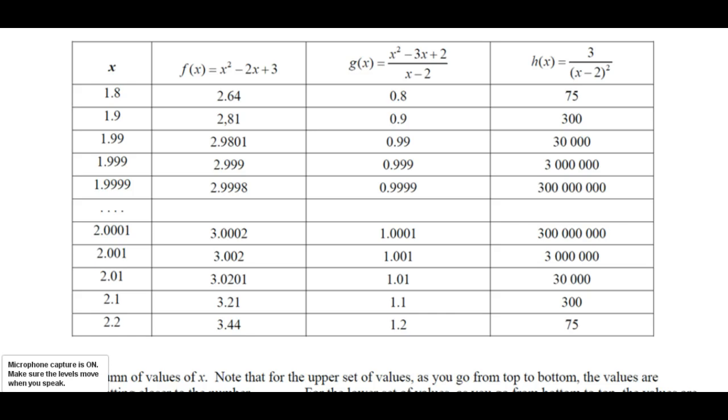You can see we're coming at 2 from below: 1.8, 1.9, 1.99, 1.999, and so on. And then we're coming at 2 from above, if you look at it as 2.2, 2.1, etc. And we're looking at these values.